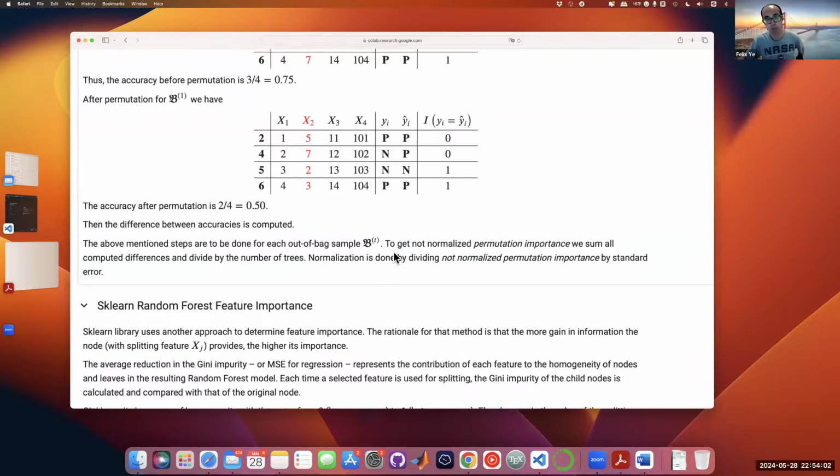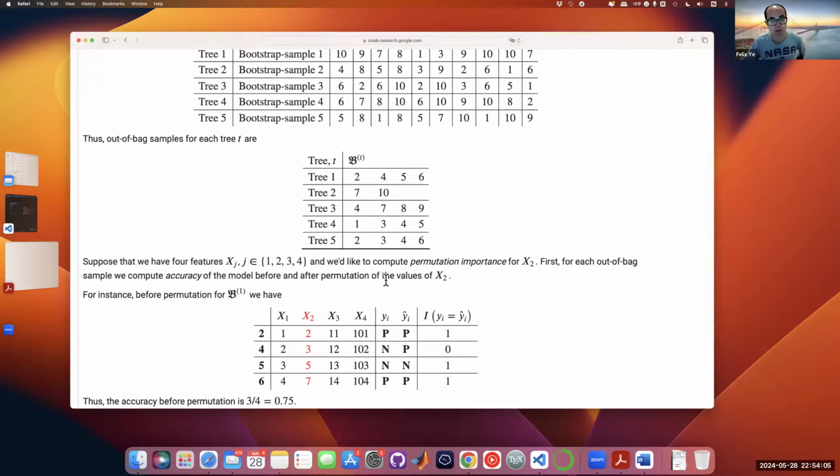But you have to work this out for all the features, which are X1 to X4, and all the trees from tree 1 to tree 5. That means you have to repeat this 20 times, right? That's a lot of work to calculate all these feature importances. Then for each feature, you have 5 different trees, and you ensemble them together. Then you will have the feature importances for the 4 different features from X1 to X4.